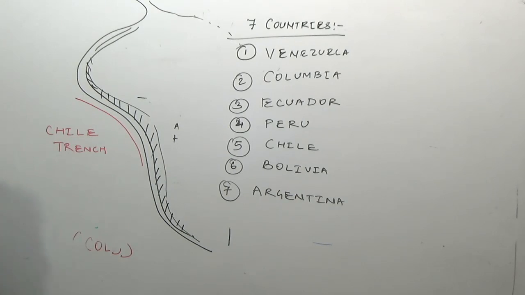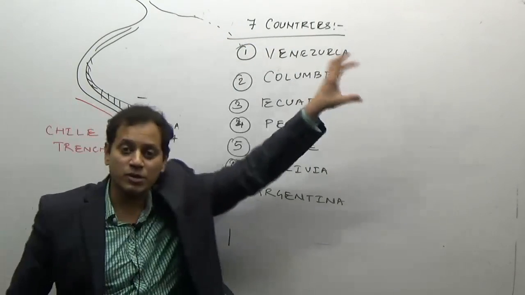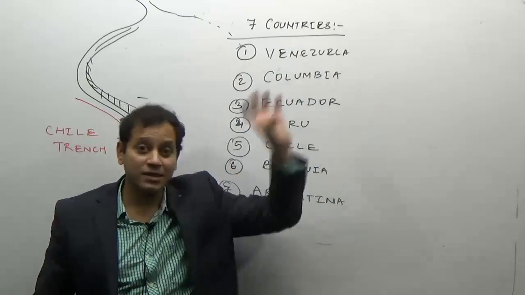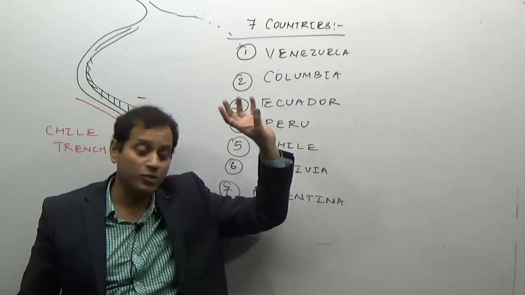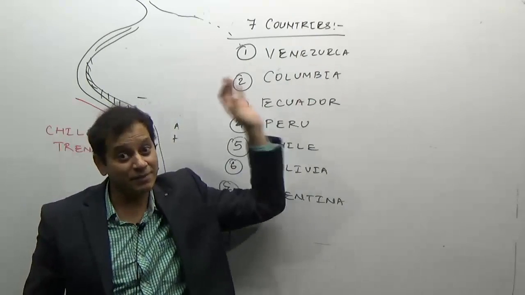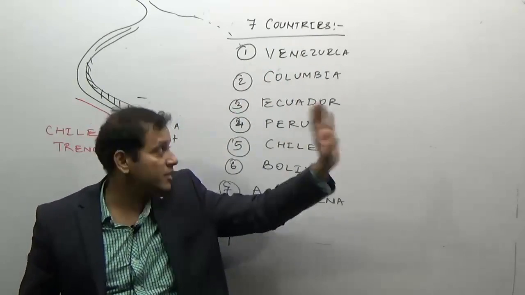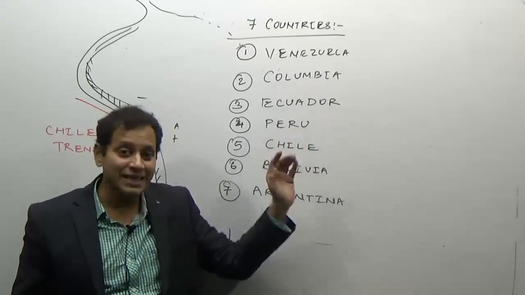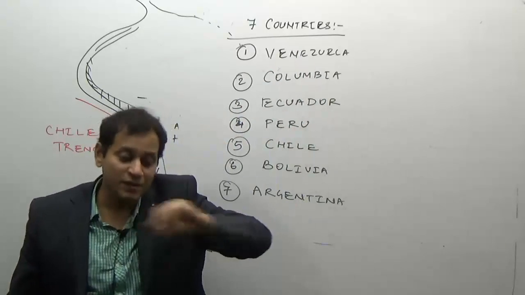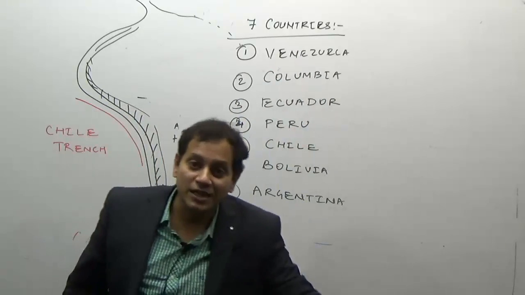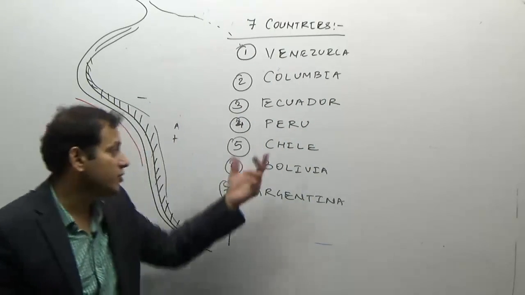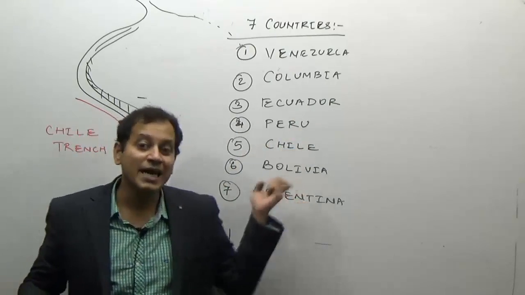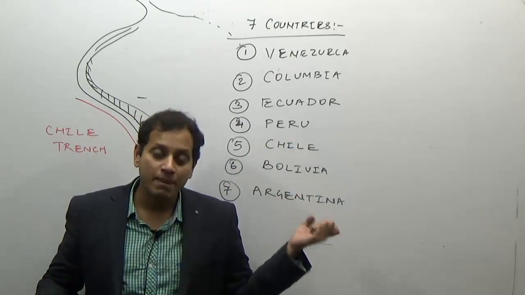Now how to remember? Venezuela is at the topmost, northernmost country. So Venezuela and Colombia's extent is such that it shares both Pacific and Atlantic coastline, and because it shares the Pacific coastline, it will have the Andes mountains. Ecuador lies to the south, then Peru to the south, then Chile, a very narrow country shaped like a mirchi or chili, therefore it is known as Chile. Argentina is a vast country and therefore shares a border with Chile and has the Andes mountain system.